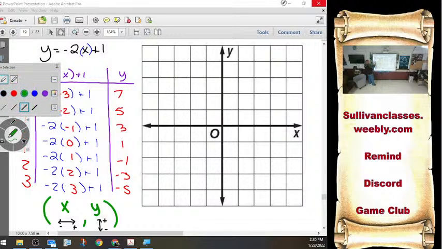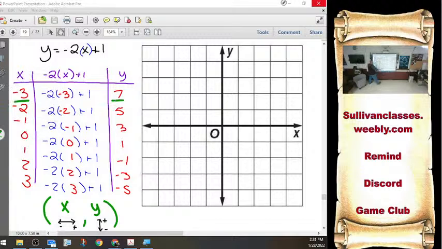X goes left and right, Y goes up and down. So this is at a coordinate of -3, 7. Back 3, up 7. I don't got room. Maybe you do. I don't. If you got room, plot it. If you don't got room, don't. But -2, 5, I've got room for that. Back 2, up 5. Back 1, up 3. That I did the wrong way. Sorry. Back 1, up 3. 0, 1. So no left or right, up 1. 1, -1. Right 1, down 1. Right 2, down 3. Right 3, down 5.